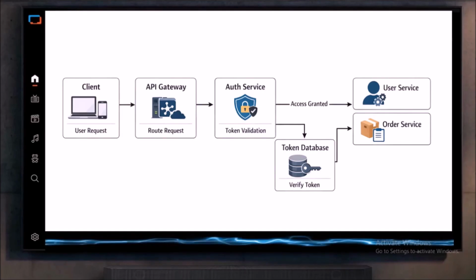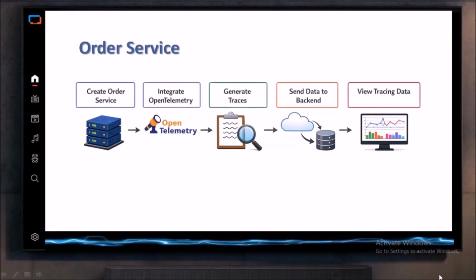Viewers, to achieve this, we also have to slightly augment the API gateway and auth service current implementations. But first of all, we need to create the order service and implement tracing inside it, similar to the auth service.